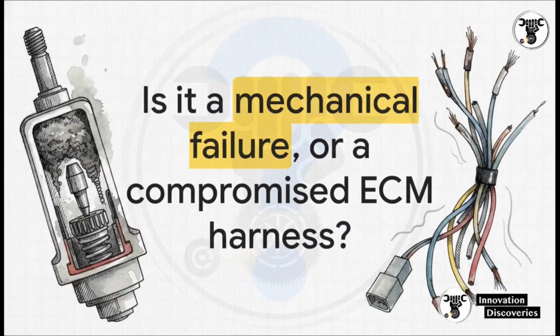Now, if your resistance test shows an infinite reading, meaning an open circuit, or a super low reading indicating an internal short, the solenoid is completely dead. But what if the resistance is absolutely perfect and you are still throwing a circuit code? Well, that poses a really critical diagnostic question. Is the issue an internal mechanical failure where maybe the pintle is jammed with carbon, or are you actually dealing with a compromised ECM wiring harness?